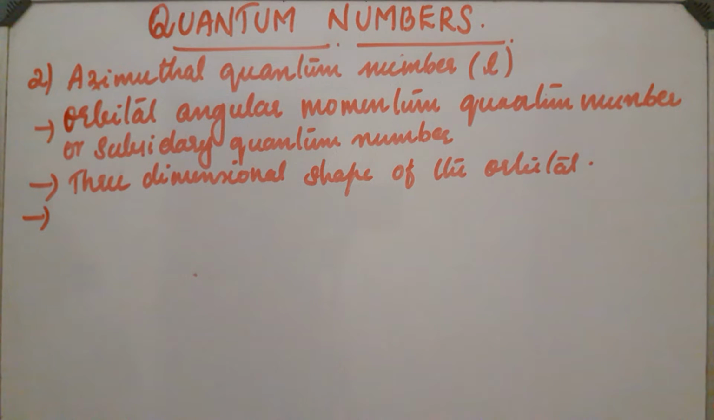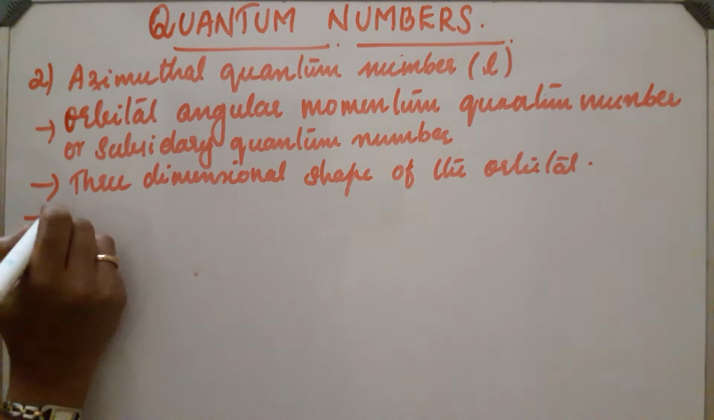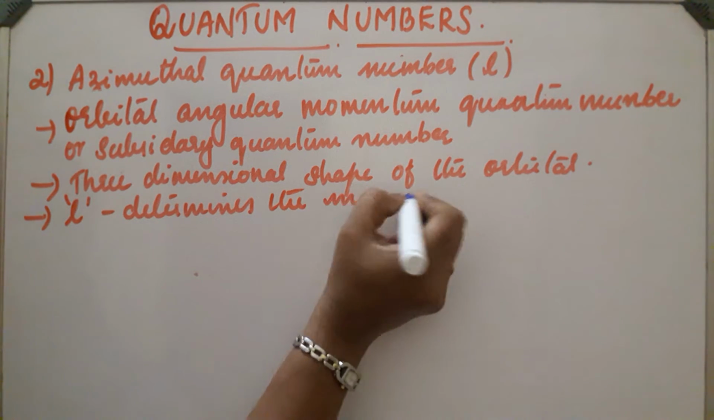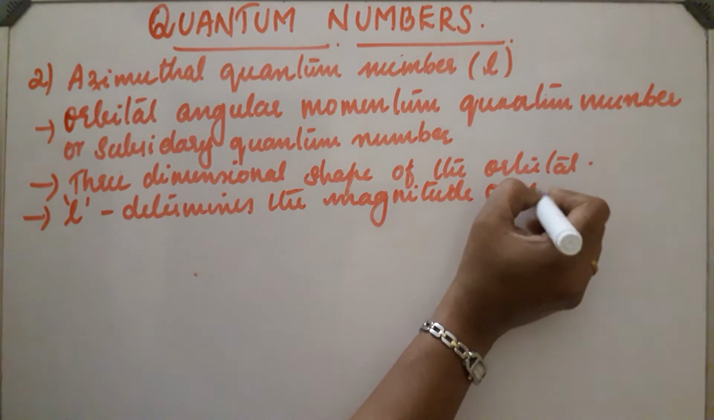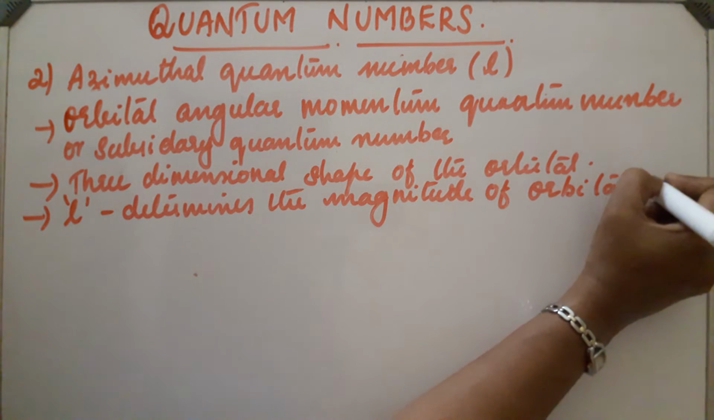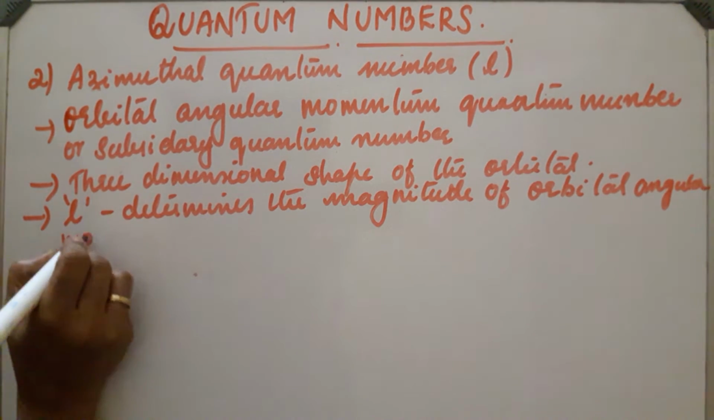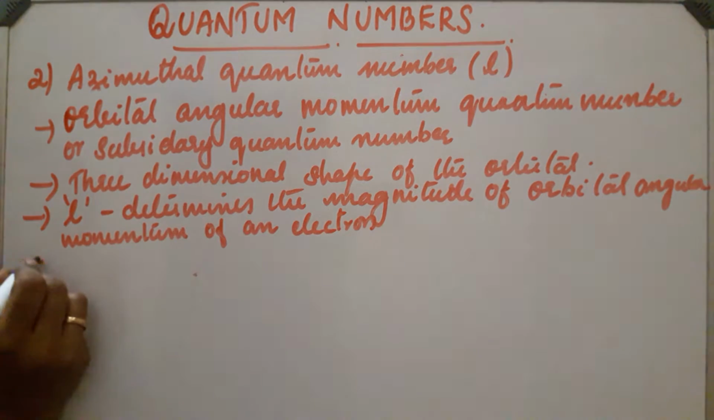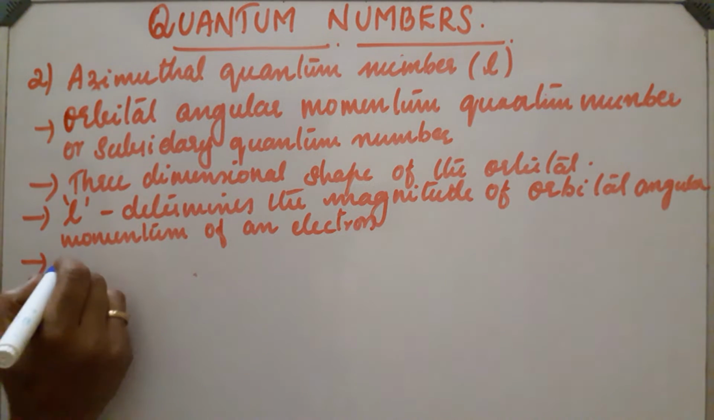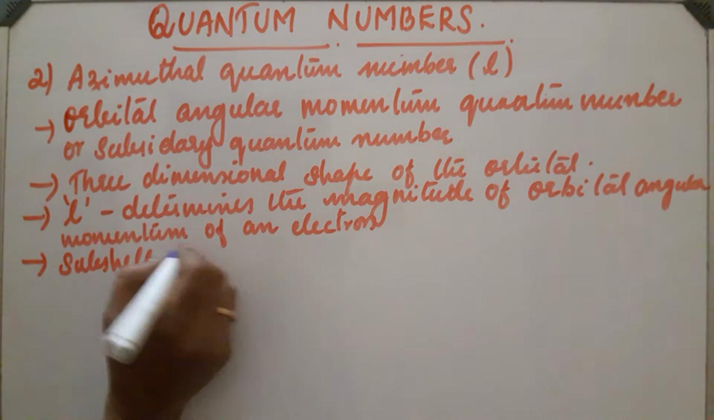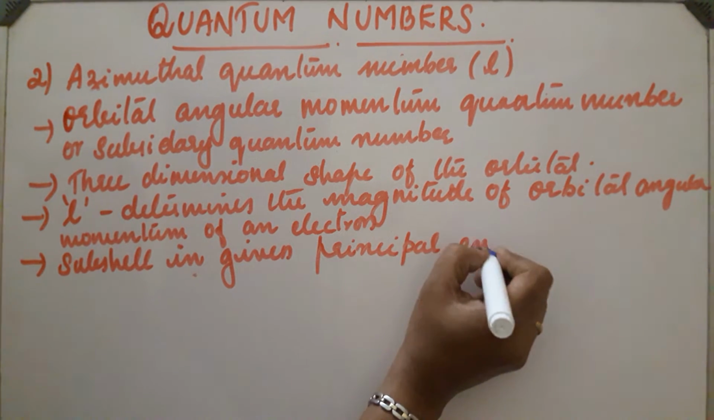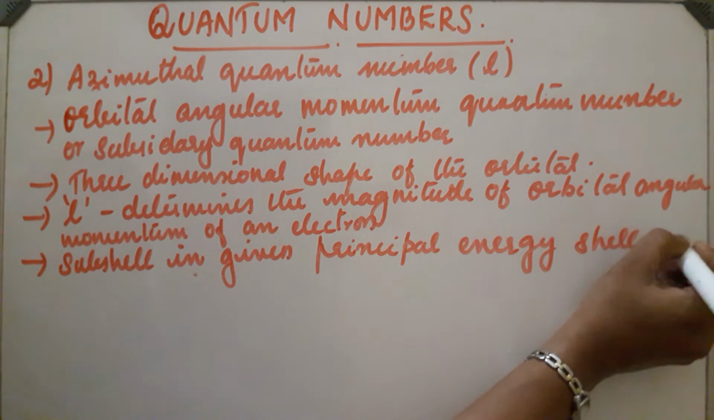Third point, it is denoted by the letter l. l determines the magnitude of the orbital angular momentum of an electron present in the shell. Then it denotes the subshell in the given principal energy level or shell in which the electron is present.